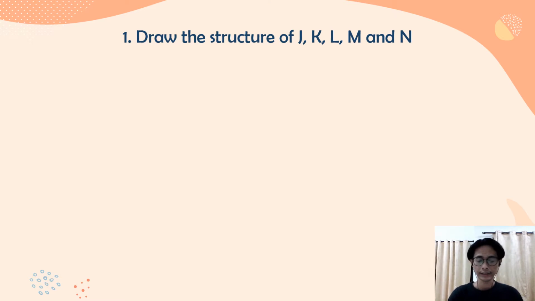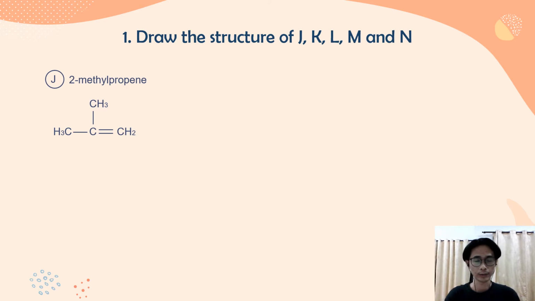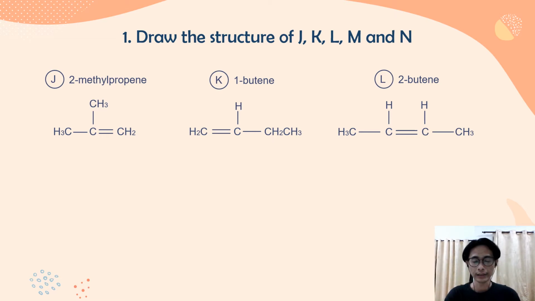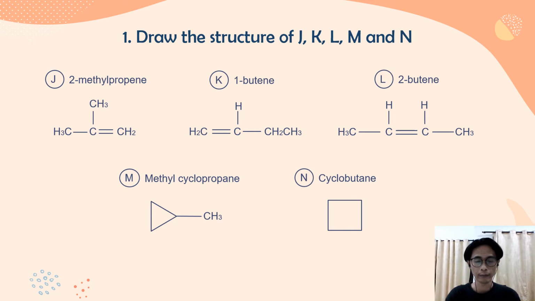Alright, so to answer the question that was shown to you just now, it asks to draw the structure of J, K, L, M, and N. So our answer for this question is that J is 2-methylpropene, which you can see the structural formula there, and K is 1-butene. For L, it is 2-butene. For M, it is methylcyclopropane. And for N, it is cyclobutane.